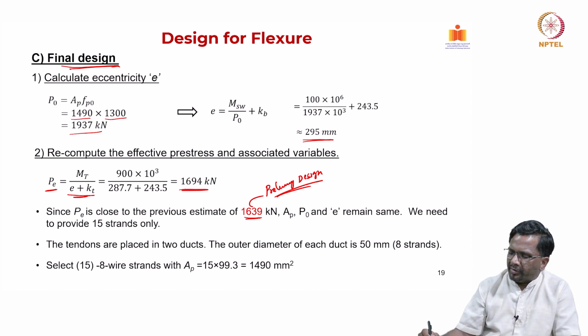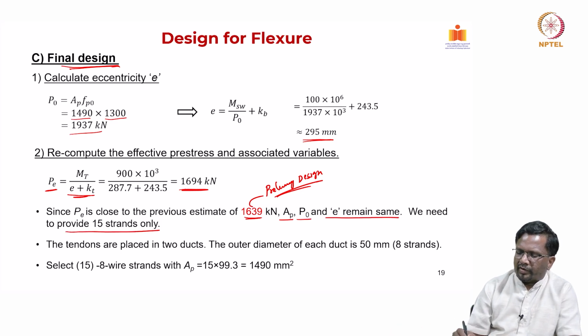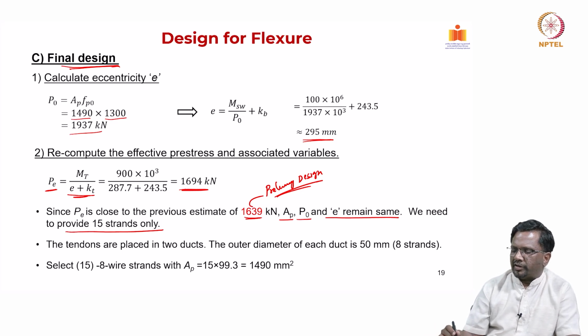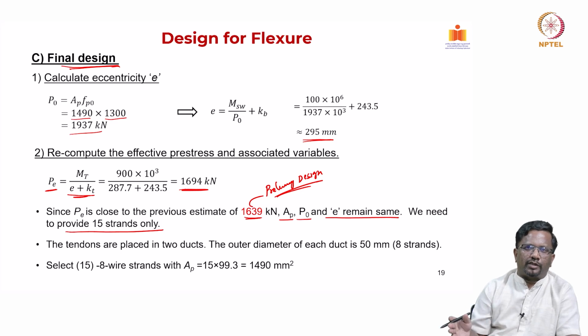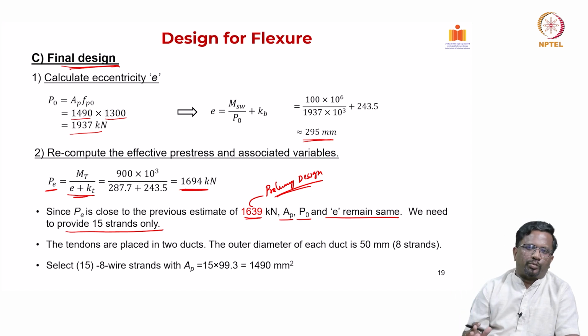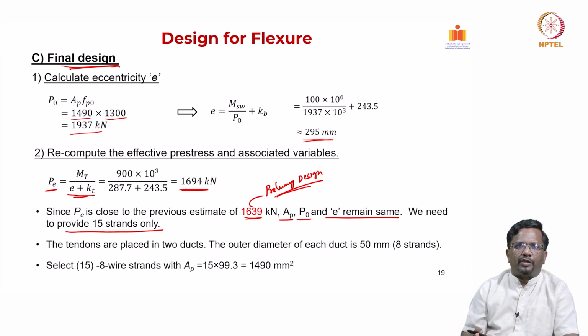So that means area of pre-stressing steel, P naught and e will not change, so we need to provide 15 strands only. If this is coming to be much different than what you have calculated as your previous estimate of Pe, then I have to do the iterations until this Pe and the previous Pe are close, okay. So now this is done. So anyway we have to provide 15 strands of half-inch diameter.